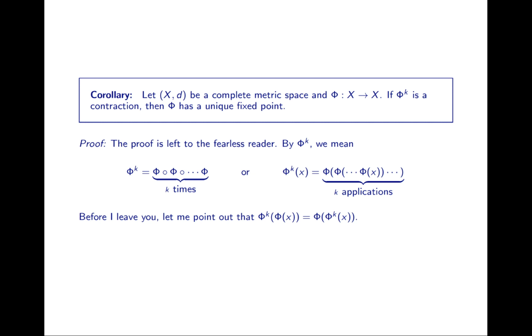Now, before I leave you with the task of completing this proof on your own, and I know you can, I believe in you, let me just point out that phi to the k of phi of x, that's k plus 1 applications of phi. So I could say that's the same thing as phi of phi to the k of x. In other words, I could apply 1 application and then k applications, or I could apply k applications and then 1 application. It's the same thing. And phi to the k is a contraction.